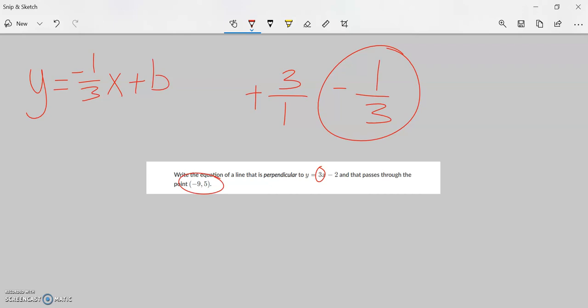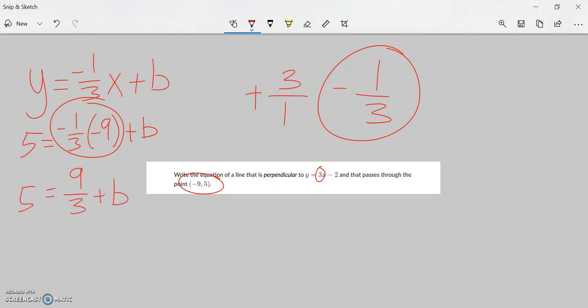Let's take this point, plug it in. 5 is our y, -1/3 times -9. To do this, we get -1 times -9, which is 9/3 plus b. 9/3 is 3. And we're subtracting 3 from both sides. 5 minus 3 is 2. So our b is 2. So I'll erase my b and plug in 2. So y equals -1/3 x plus 2.